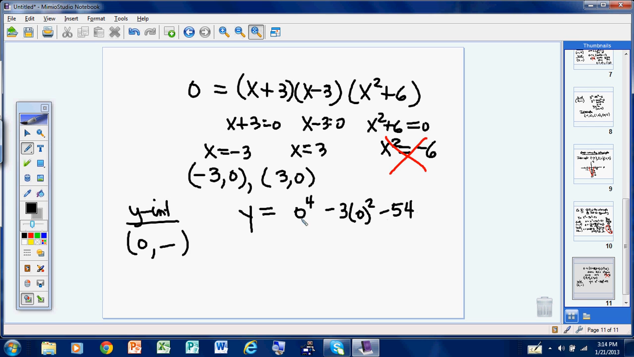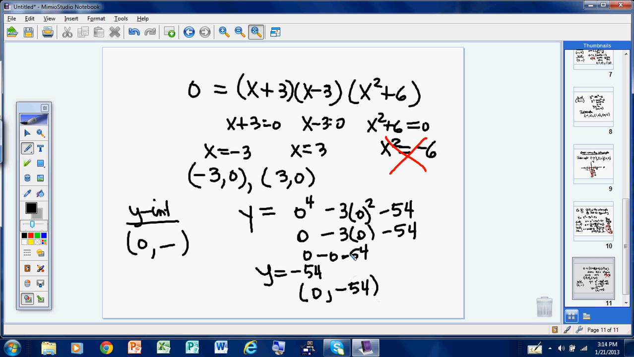And let's work this out. Well, 0 to the 4th power is still 0. And negative 3 times 0 squared is 0, minus 54. Well, 0 minus 54 means y is just negative 54. But how do we represent that as a point? It would be (0, negative 54).